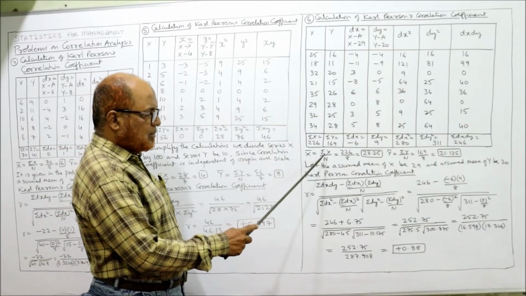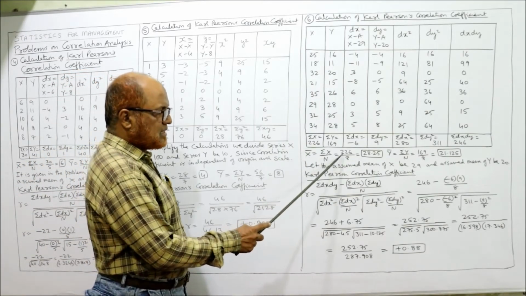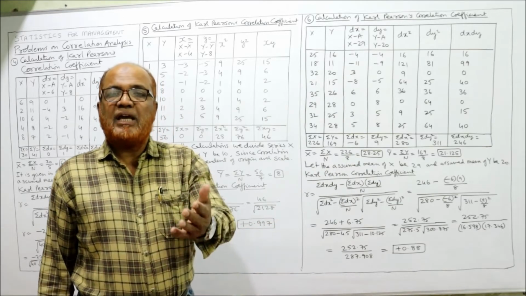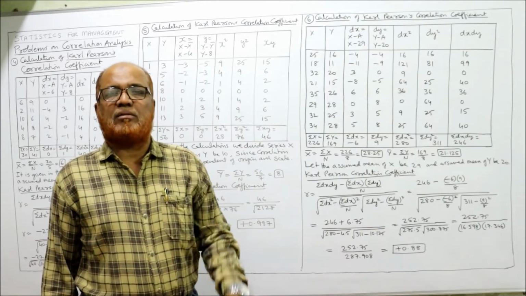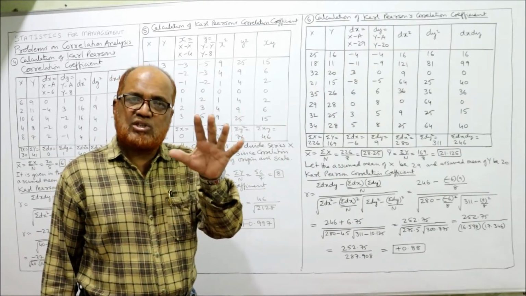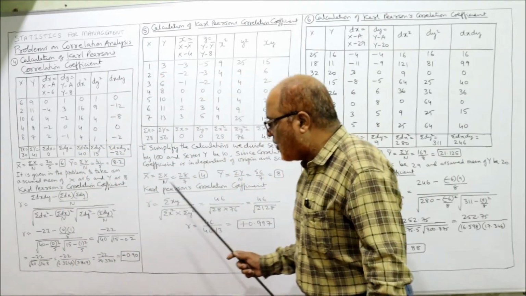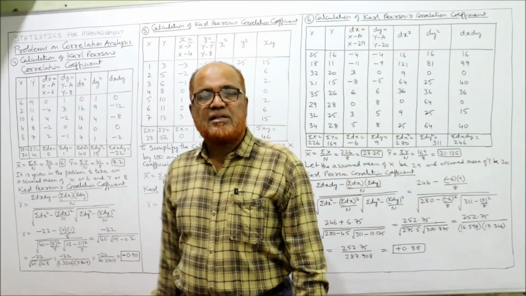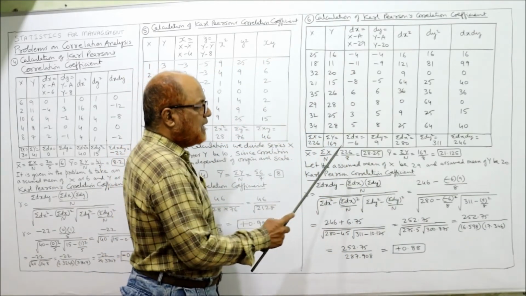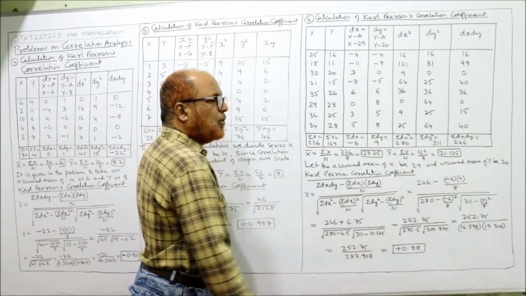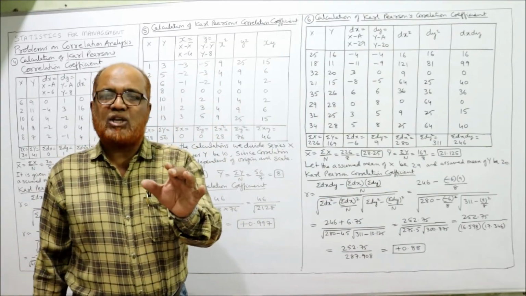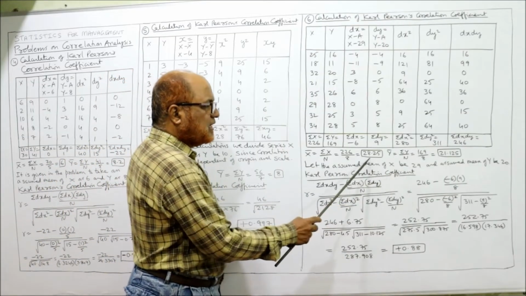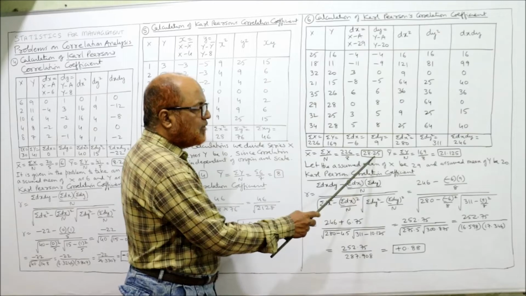Now x bar is equal to summation x by n. 226 divided by 8, 28.25. The mean is in fraction. So we have to take the deviations from assumed mean. This formula will not do. This formula we have to apply for assumed mean. Similarly, y bar is equal to summation y by n, 169 by 8, 21.125. So both the actual mean values are in fraction. Now let the assumed mean of x be 29. Actually we got 28.25.